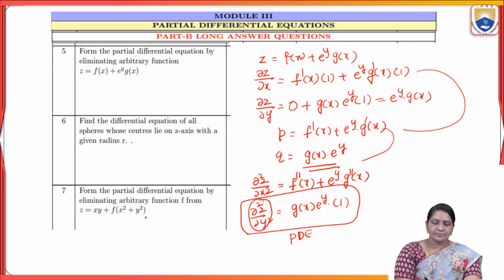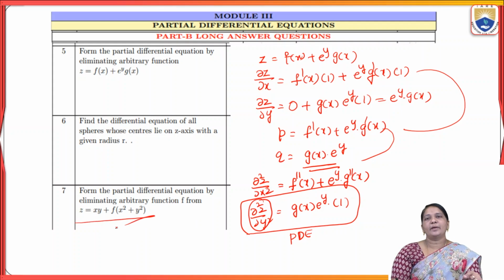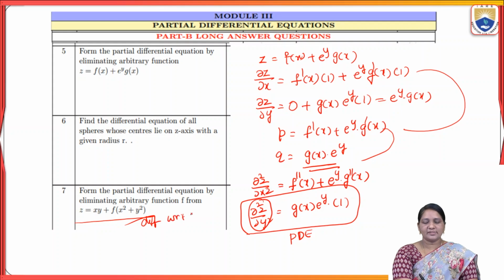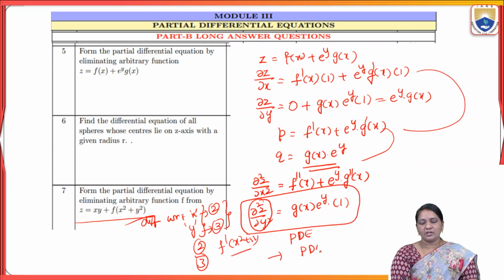Find the partial differential equation, or form the partial differential equation by eliminating the arbitrary function here. Here also do the partial differentiation with respect to x and then with respect to y. Equation 2 comes from the differentiation with respect to x and equation 3 comes from the differentiation with respect to y. Then we solve these two equations, that means doing the division. Then we can eliminate the arbitrary function, that is f'(x² + y²) will be cancelled. Finally we can form a PDE from the equation which is in the 7th one.